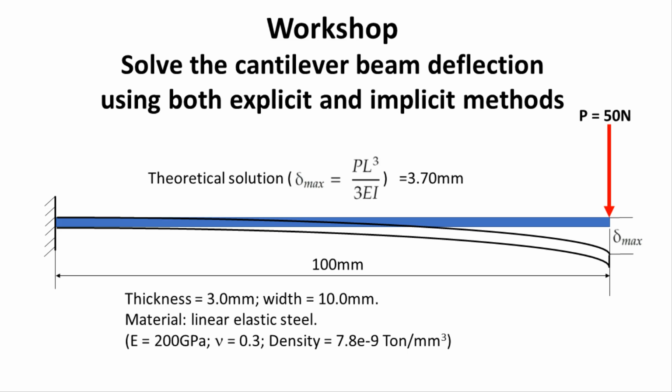This is a workshop. The purpose of the workshop is to show the differences between implicit and explicit. The point force load is applied at the beam tip. The material is linear elastic steel. The dimensions and material properties are shown in the slide. From the theoretical calculation, we can get that the deflection is 3.70 mm. You need to create the model and solve the cantilever beam deflection using both explicit and implicit analysis methods.